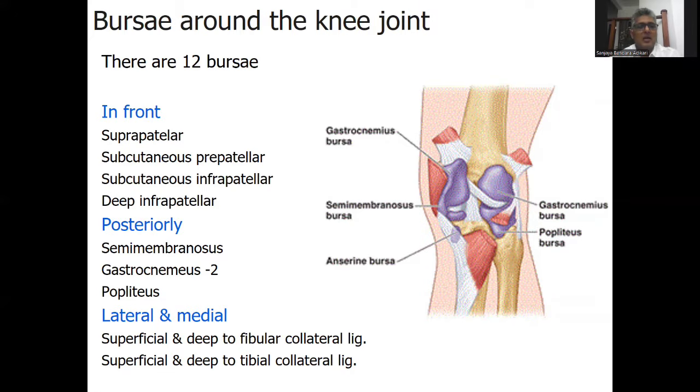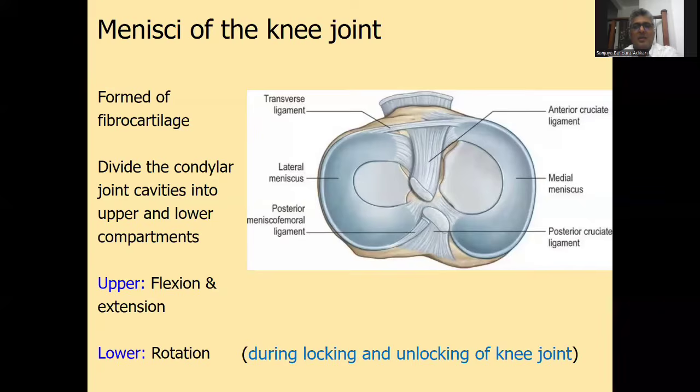One point here: laterally and medially, superficial and deep to the fibular collateral ligament, and superficial and deep to the tibial collateral ligament. So in relation to the two ligaments on either side of the knee joint, the fibular collateral and tibial collateral ligaments, you get small bursae superficial to them and deep to them. That's how it makes 4 on either side.